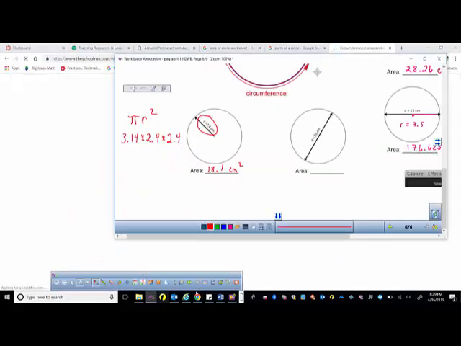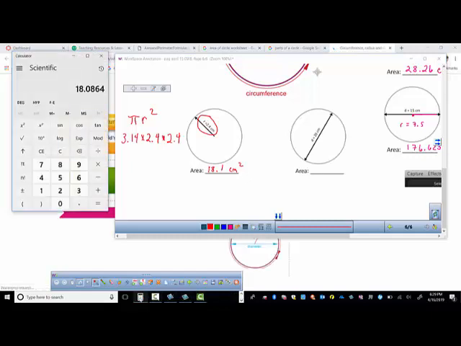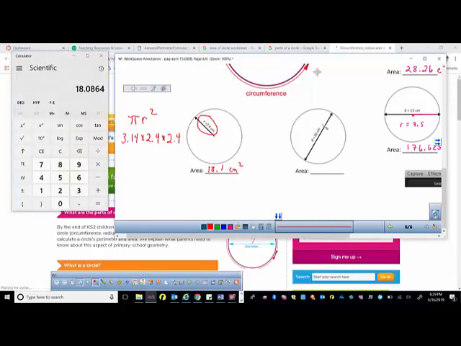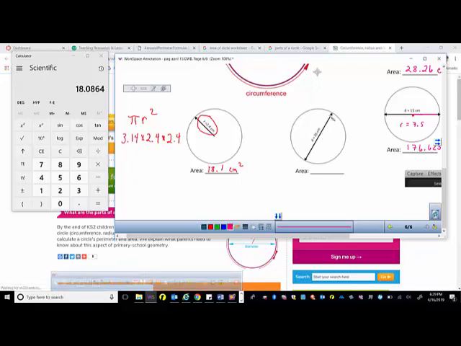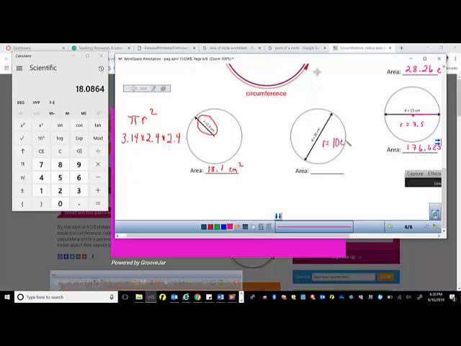Oops. All right, and our last example, got a little crazy with my pen. Our last example is right here. And notice this is the diameter again. So I need to know what the radius is. So if my diameter is 20, my radius is 10 centimeters. So then I can use my formula, pi r squared. So pi is 3.14 times my radius is 10 squared, means I have two of them.